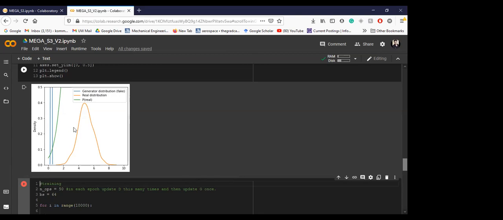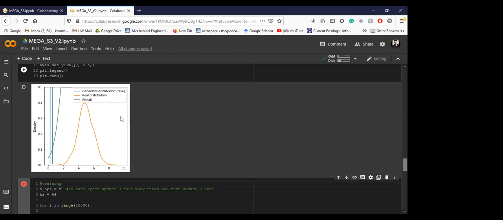It's not at all close to the real distribution. The real distribution is a normal distribution, which is centered around 5 with a variance of 1. So we know that the real distribution is what we have in mind, but the generator is still not close. I'm also plotting the P of real values, which are outputted from the discriminator. As we can see, they are pretty low for the generator.